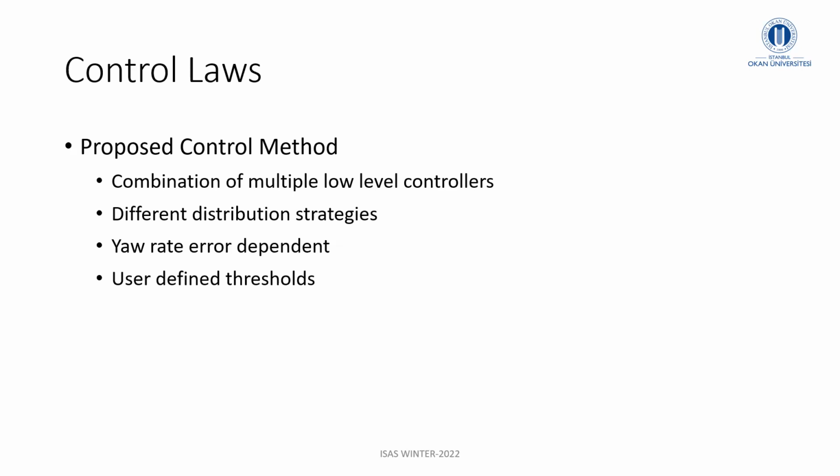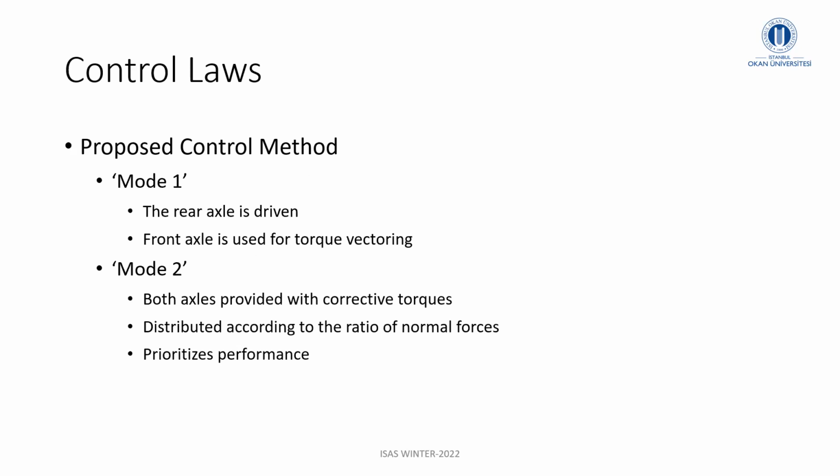This specific controller involves the use of user-defined thresholds, which are basically yaw rate error values, and they are used to switch between different strategies. In mode 1, only the rear axle is driven and the front axle is used for torque vectoring. In mode 2, both axles are provided with corrective torques, as well as the rear axle being driven.